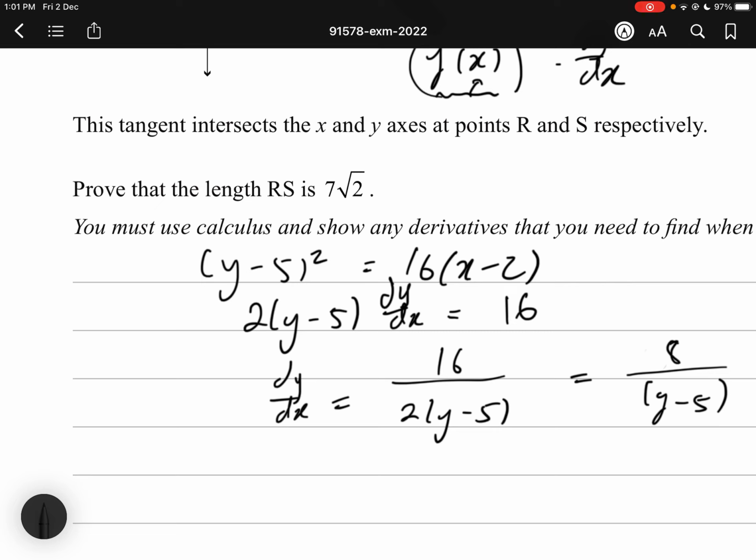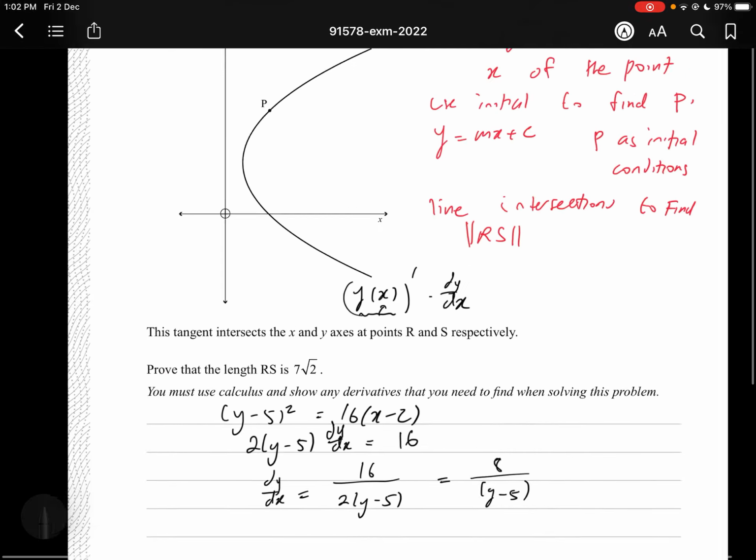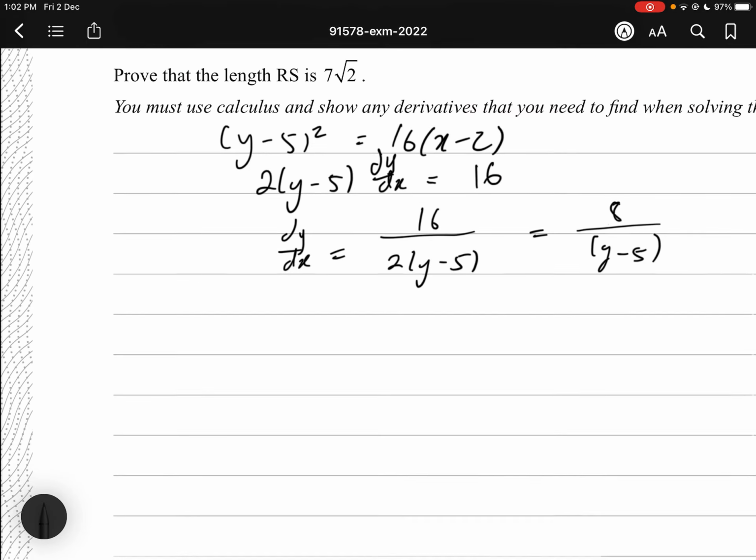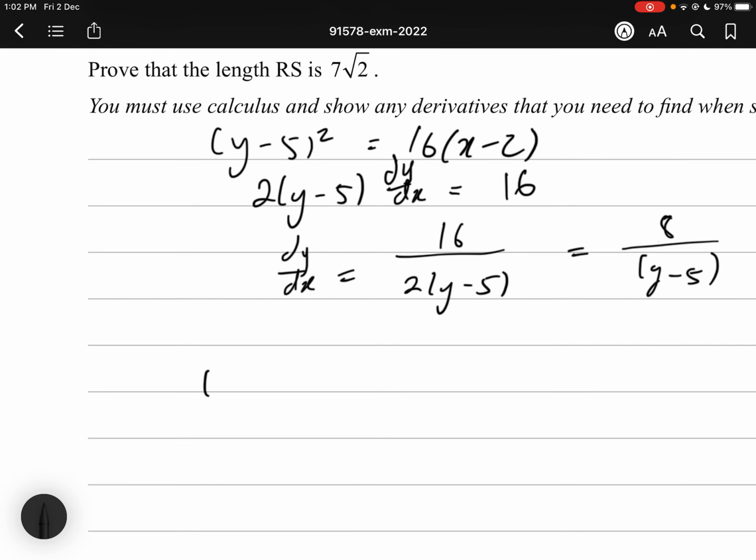So let's substitute the gradient equals 1, and in this case we'll be finding the y value where the gradient equals 1. I did say x before, but in fact we're actually finding the y. So y equals 8 over y minus 5. Y minus 5 equals 8, so therefore y equals 13. That's great. We now know that y equals 13 at this point P, and we can use the initial equation to find the x value.